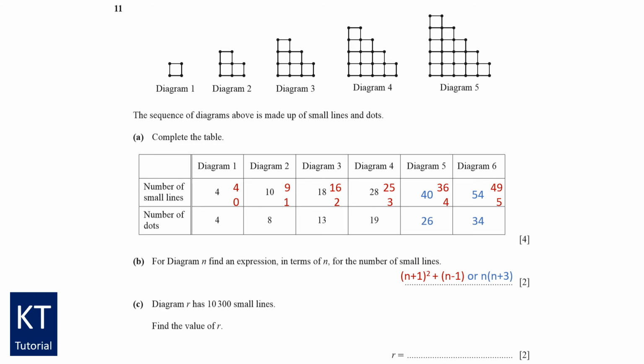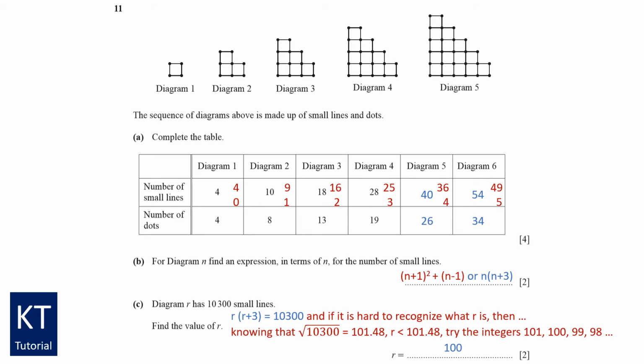Next, diagram R has 10,300 small lines. Find the value of R. In a way, the question is saying R times (R plus 3) is 10,300. And if it remains hard to recognize that R is 100 here, we would apply the knowledge that the root of 10,300 is equal to 101.48, so R has to be a number that's smaller than this. So you go on to try the integers from 101 downwards in decrements of 1.